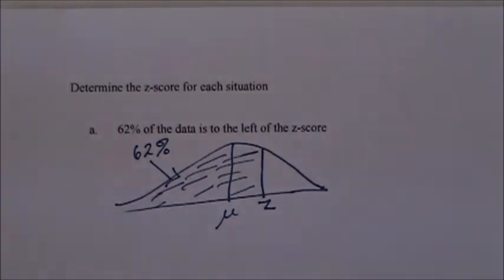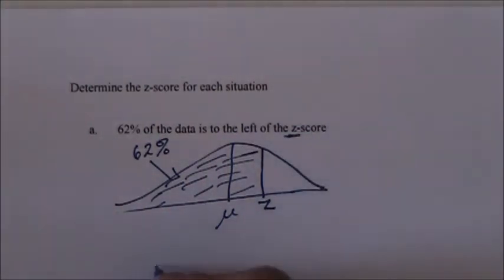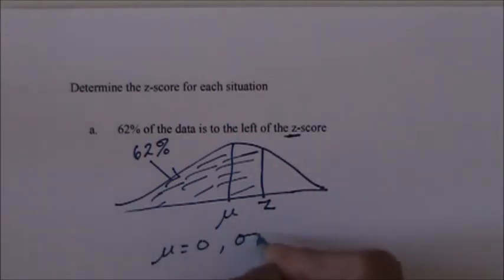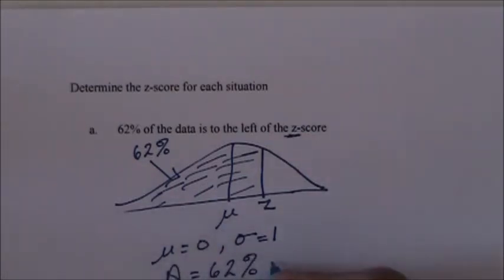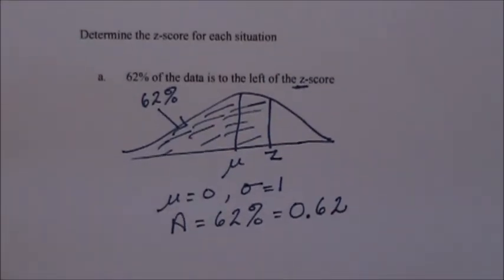And what else do we know? We know that it's a z-score, which means mean is equal to 0. Standard deviation is equal to 1. Our area is 62%. So for a decimal, we're going to divide that by 100, and that would be 0.62. So as we go to deal with this question, we're going to use something called inverse norm.